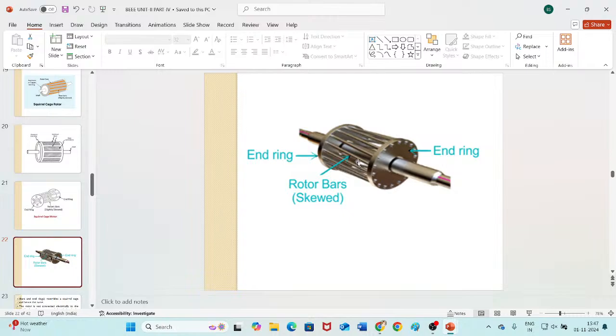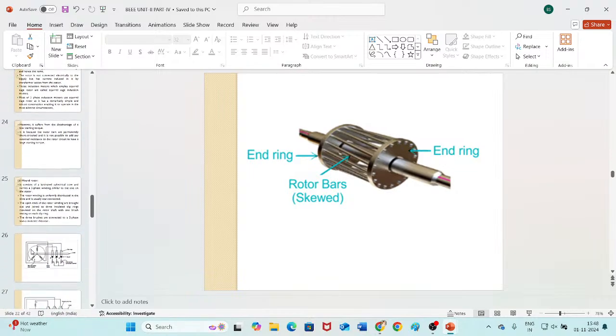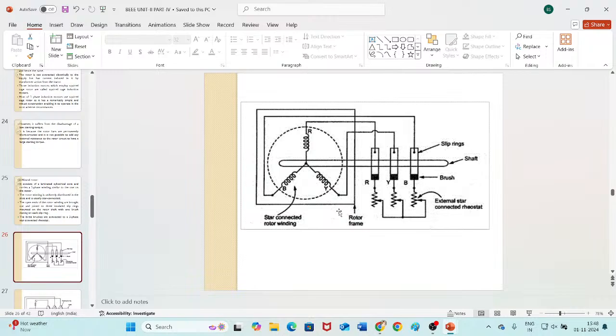Because of the low starting torque, the rotor bars are permanently short circuited. Since the rotor bars are permanently short circuited, it will have low starting torque. So we can't add any external resistance to this circuit to have large starting torque. If you want large starting torque, then it's better to go for the slip ring type rotor, which is also known as wound rotor.